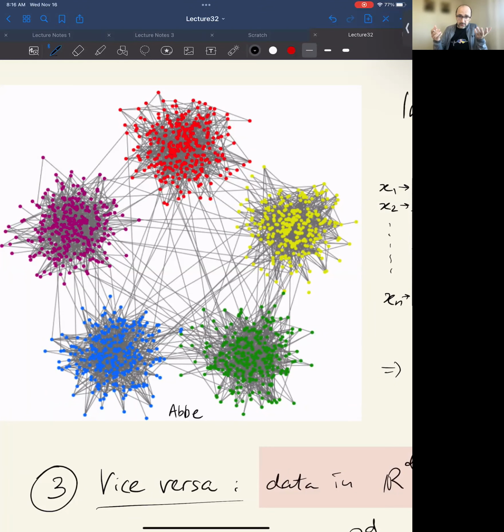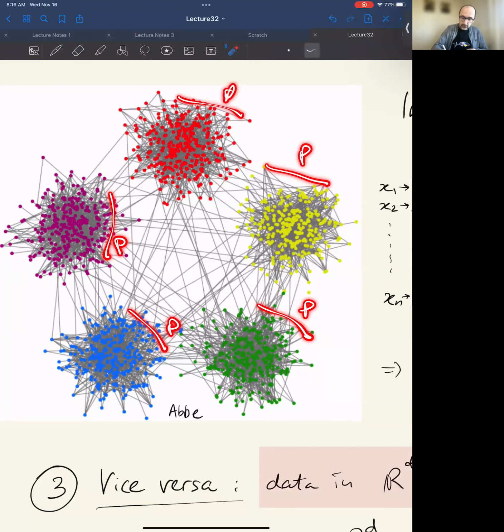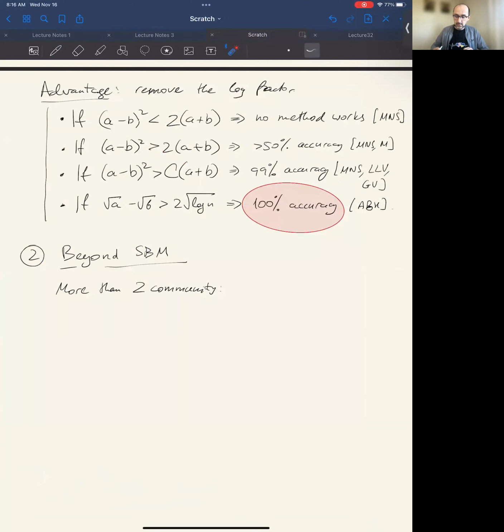Instead of 2 communities, you just define it the same way, right? Separate the vertices into 5 clusters, and still connect the vertices within each cluster with probability p, across clusters with probability Q less than P. So same model, just with more communities. Question is, can we handle it? Yeah, of course we can handle it.